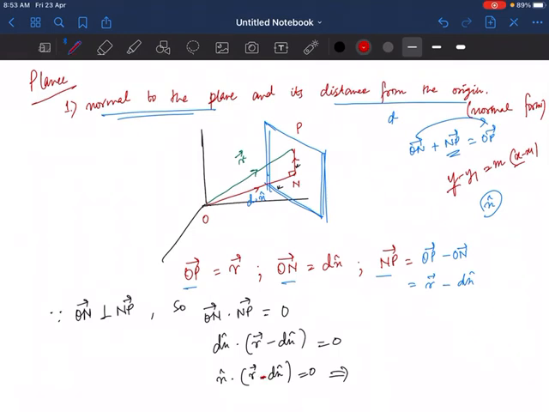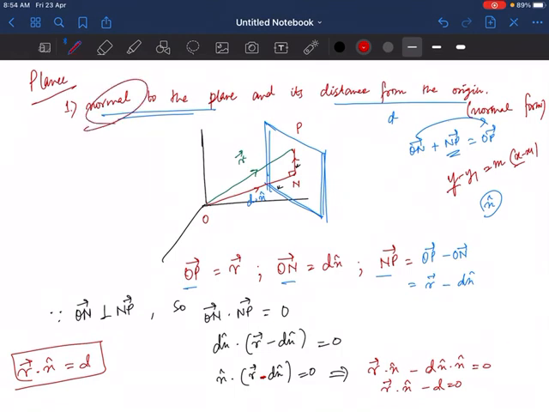This implies n dot r, which we can write as r dot n, is nicer. So r dot n cap minus d n cap dot n cap. Now I told you that n cap dot n cap, being a unit vector with the same direction, is 1. So we have r vector dot n cap minus d equal to 0. So my equation of the plane will be r vector dot n cap is equal to d, where n cap is the normal to the plane and d is the distance from the origin.